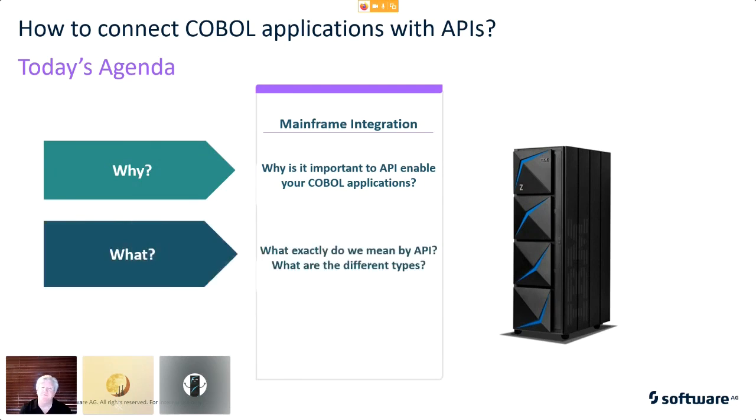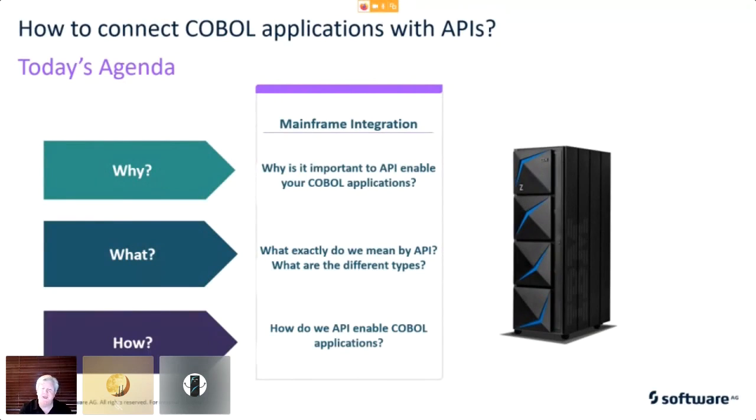We're going to talk about what exactly we mean by APIs. What are the different types? What are the emerging technologies? Talking a little bit about the capabilities that you might consider when you're talking about API enabling your COBOL applications. And then how? We'll talk about some of the best practices, some of the common issues we run into, and some of the different ways that we can API enable those COBOL applications.